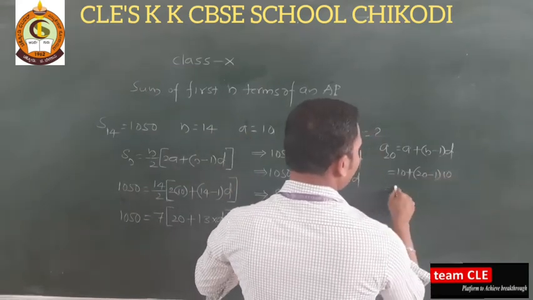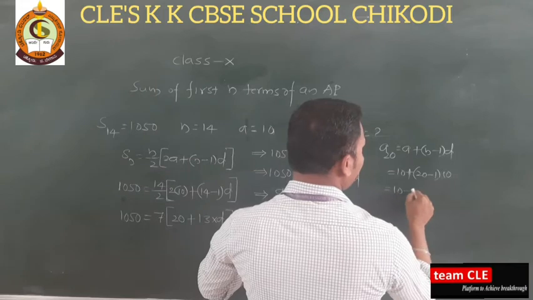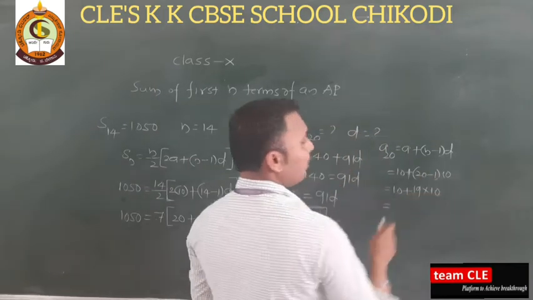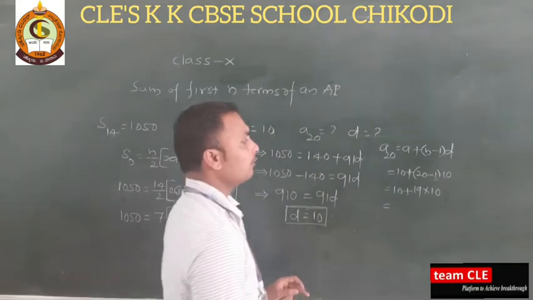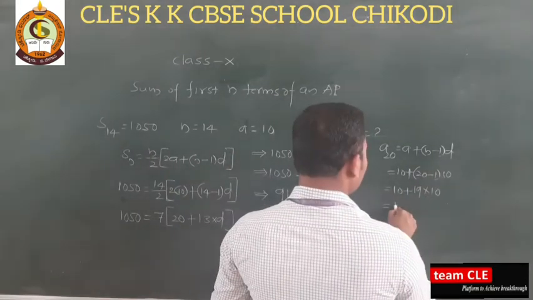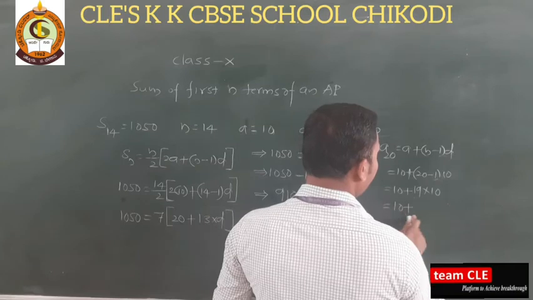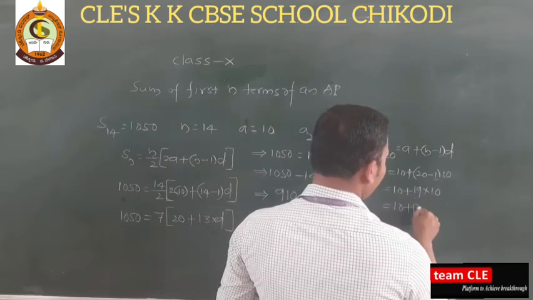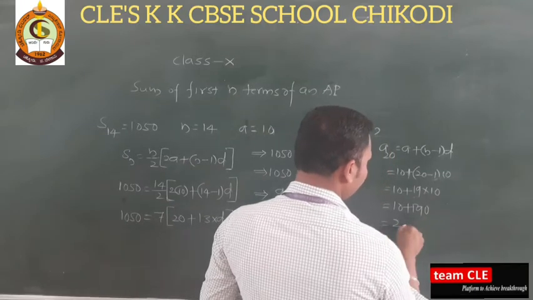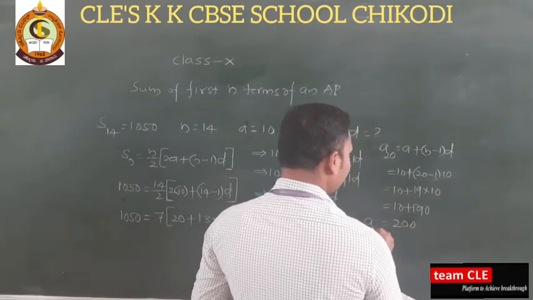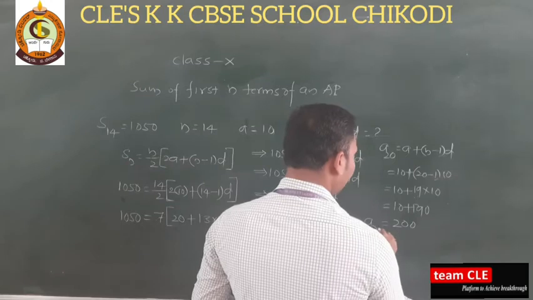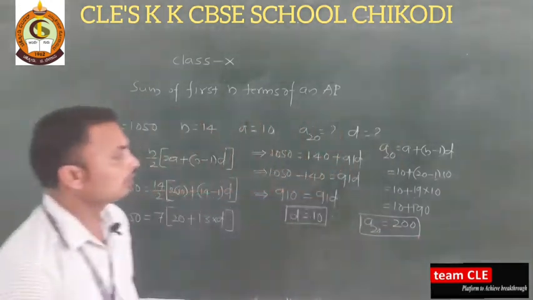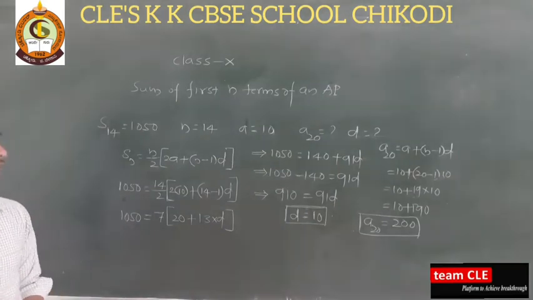Okay. Now this is 10 as it is, plus 19 into 10. So 20 minus 1 will get 19 into 10. So this is 10 plus 190, since 19 into 10 is 190. Now this will get 200. This is A20. A20 is equal to 200. Okay. So see, this is a very simple concept.